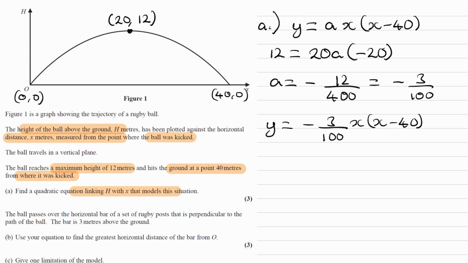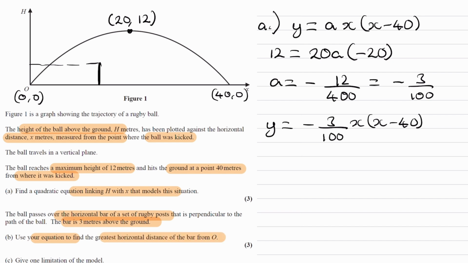And then for part B, the ball passes over the horizontal bar of a set of rugby posts. So you can imagine rugby posts look like this. The ball then flies over that. We're told that the bar of the rugby posts is 3 meters above the ground. Okay, so basically the height of this is 3 meters. And then we want to use our equation, the one we worked out over here, to find the greatest horizontal distance of the bar from O.